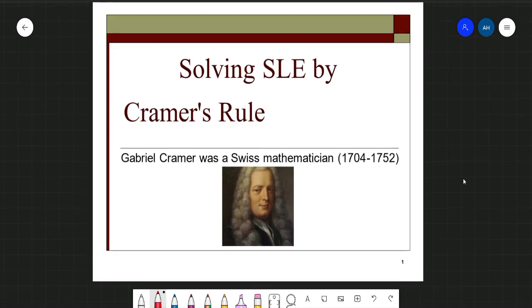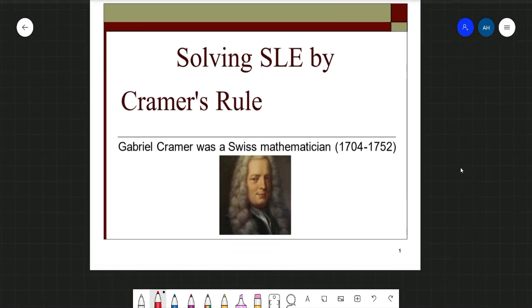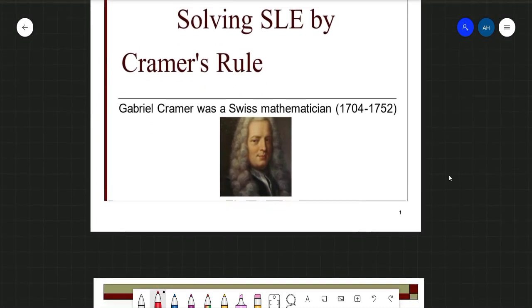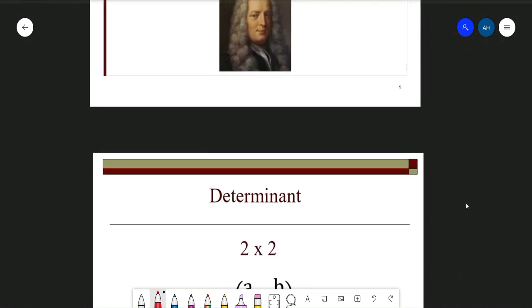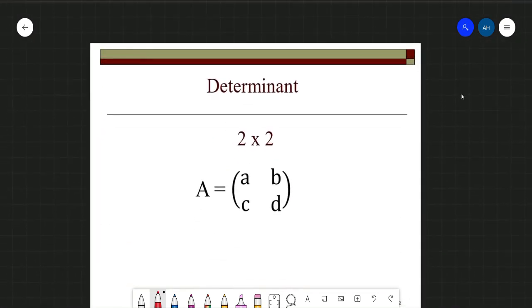Since this method extensively uses the determinant of a square matrix, before we proceed with the method, we are going to explain a little bit how to find the determinant of a 2 by 2 matrix first. As we know, determinant only exists for a square matrix like 2 by 2, 3 by 3, 4 by 4 matrix like that.